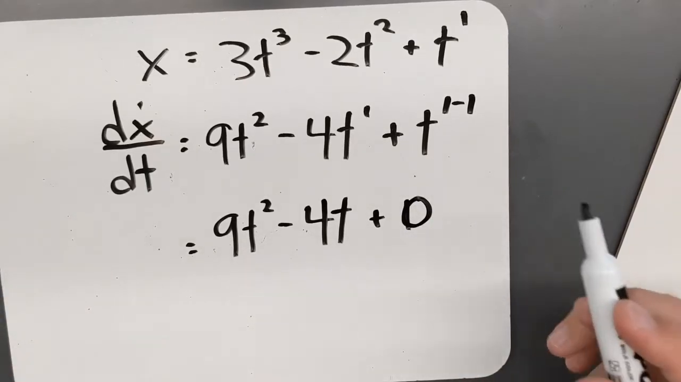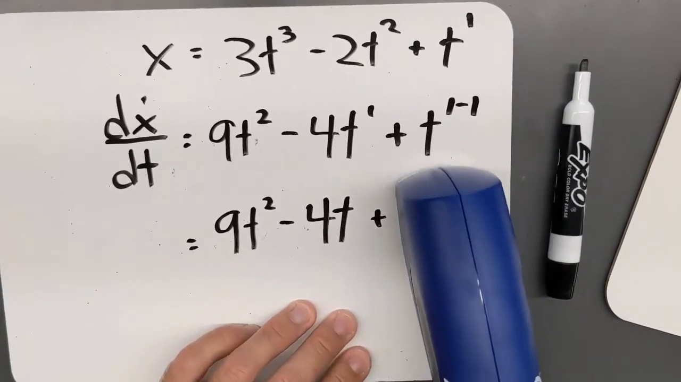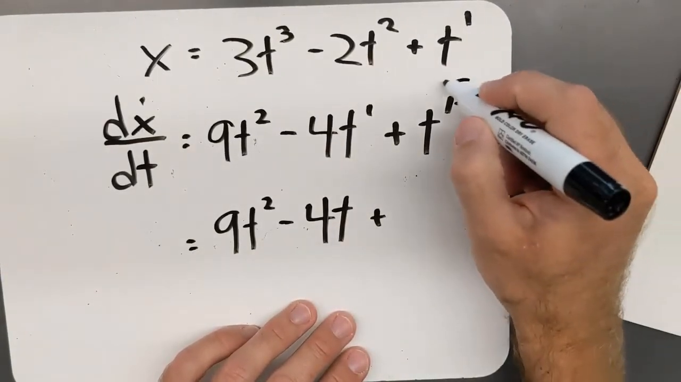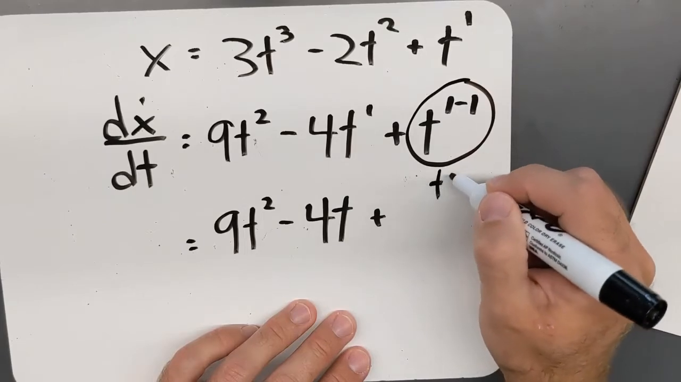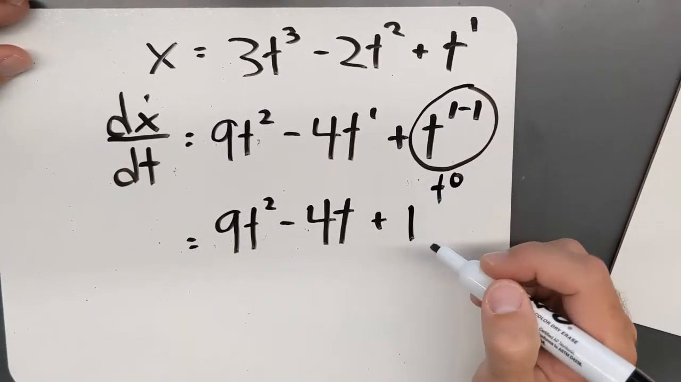Sorry, kind of a long day. So this whole thing here is t to the 0. Anything to the 0 power is 1.